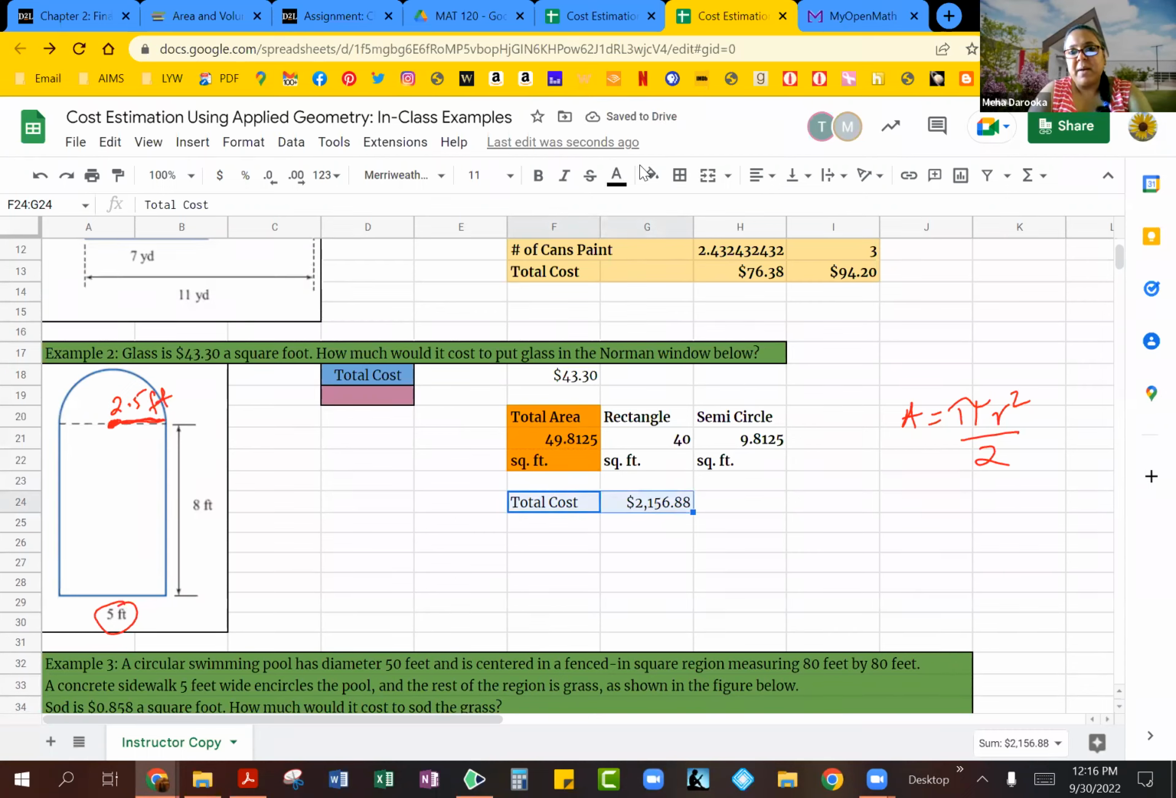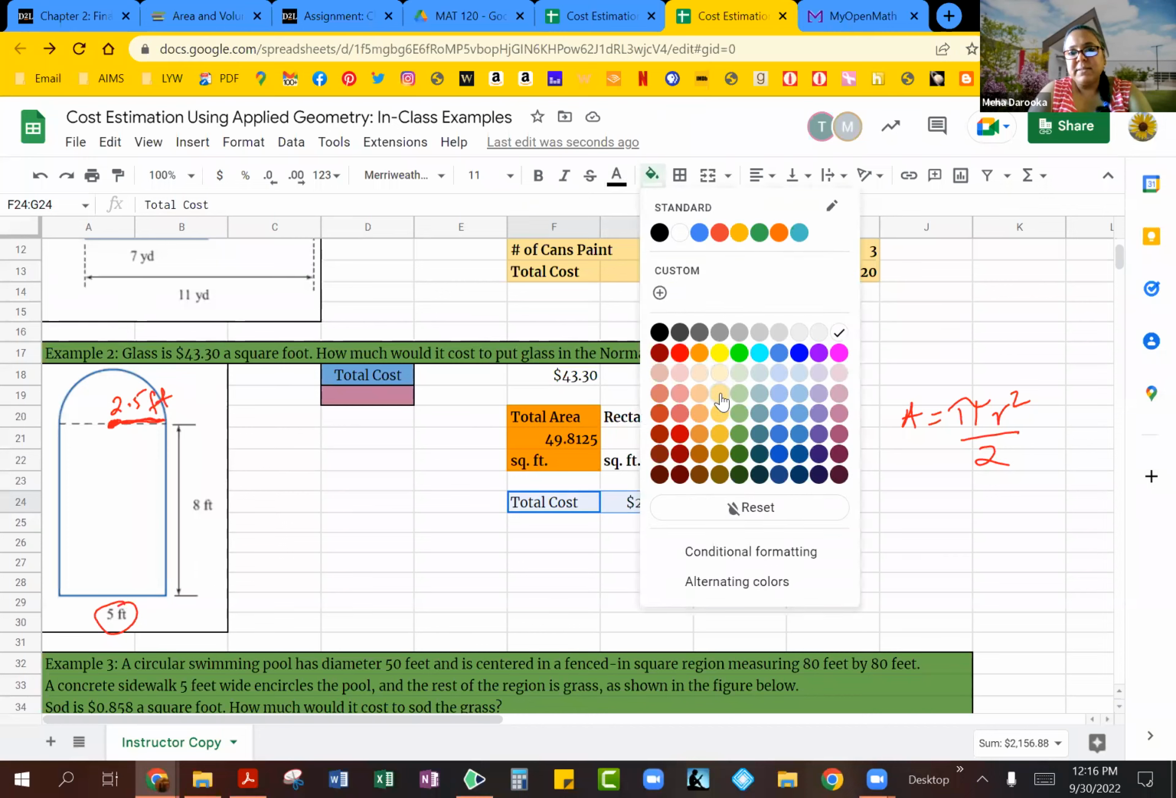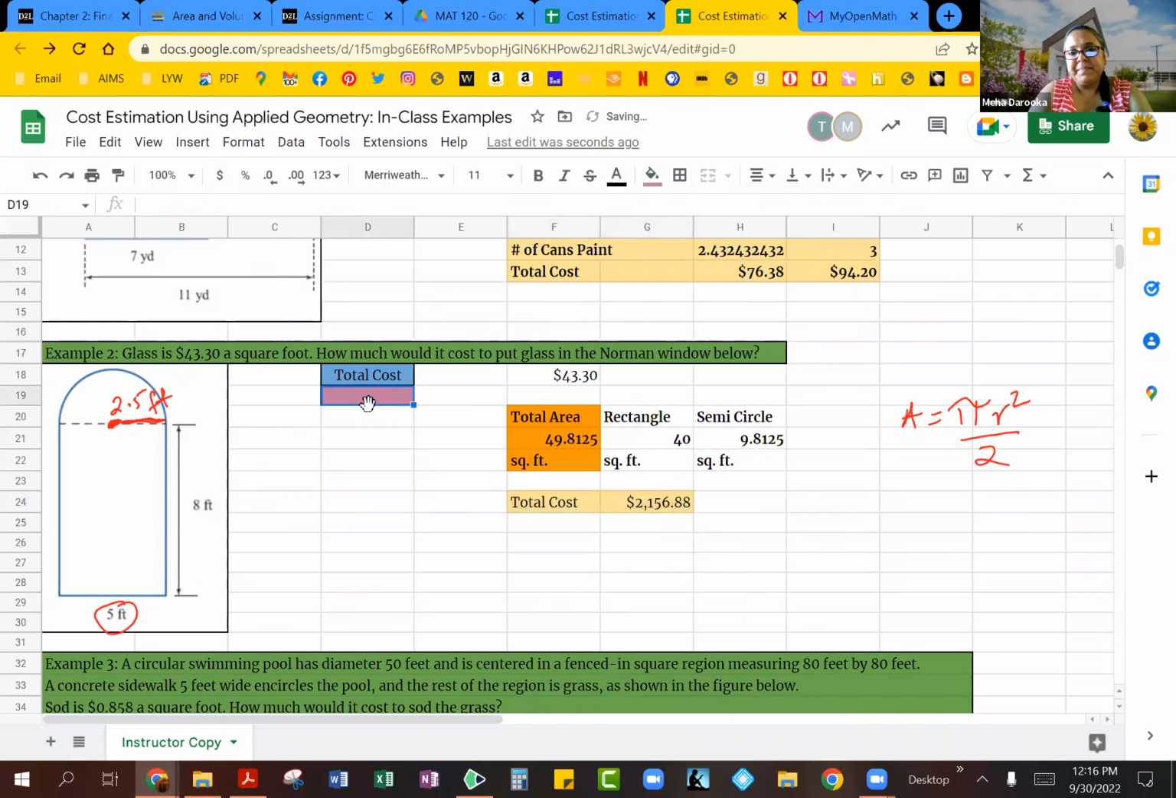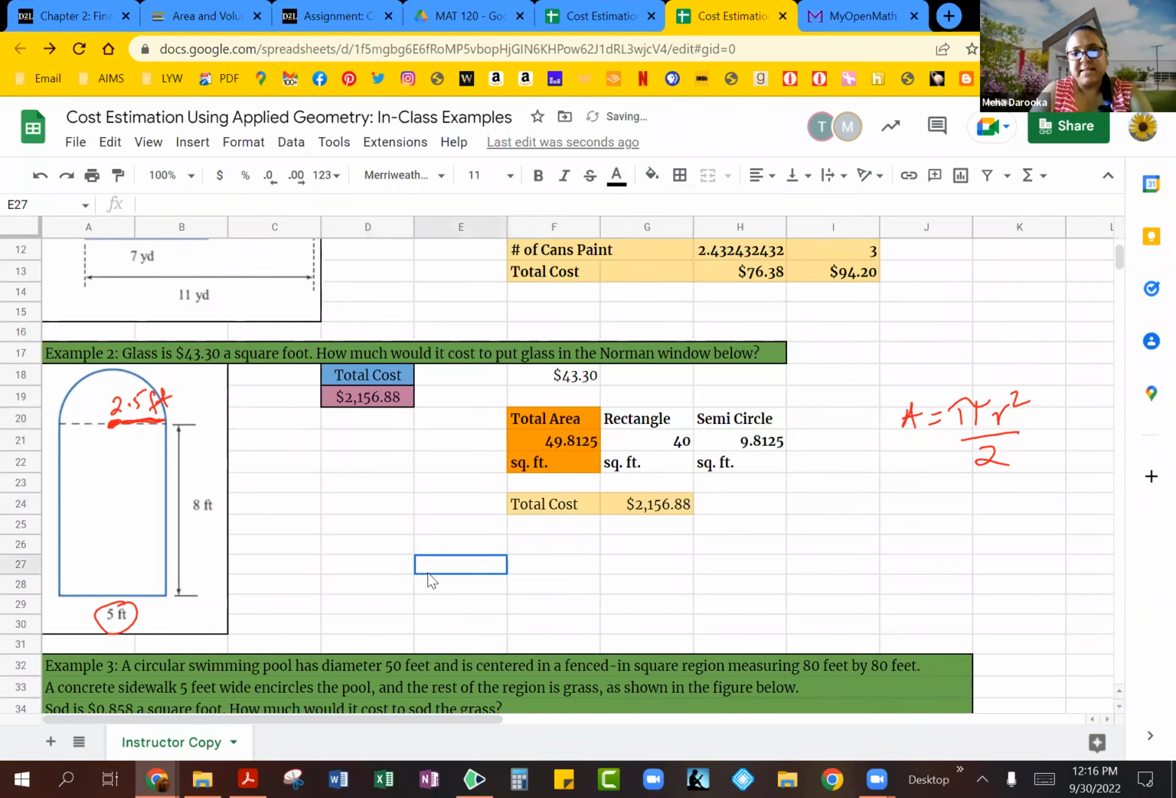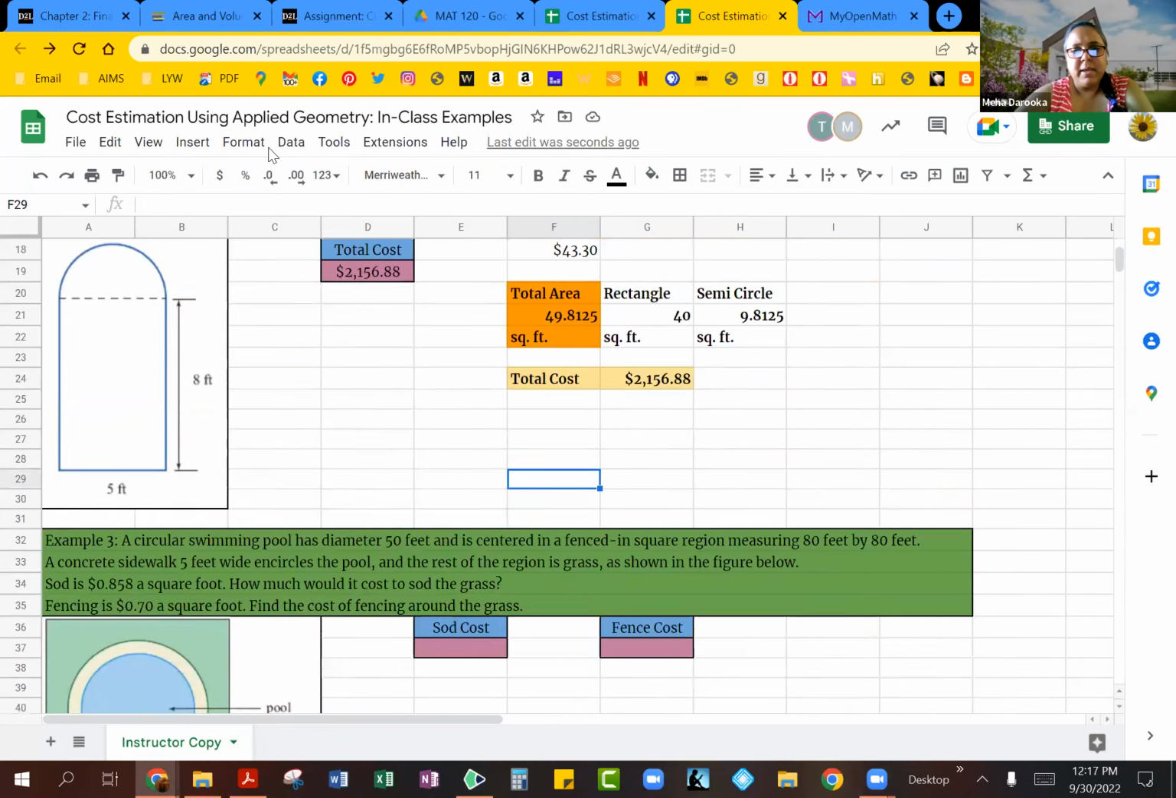So this ends up becoming your total cost. And that's the answer we're looking for, the $2,156.88. Questions, guys? Okay.